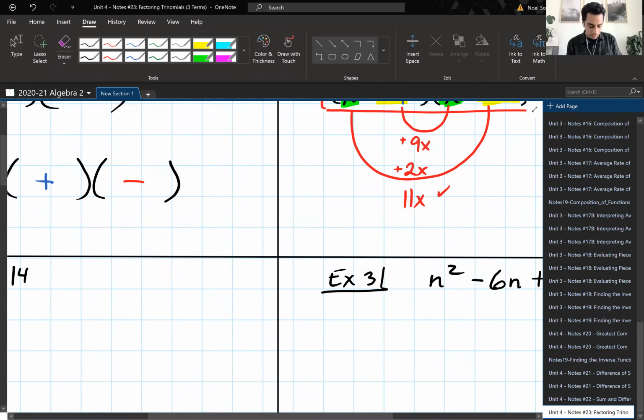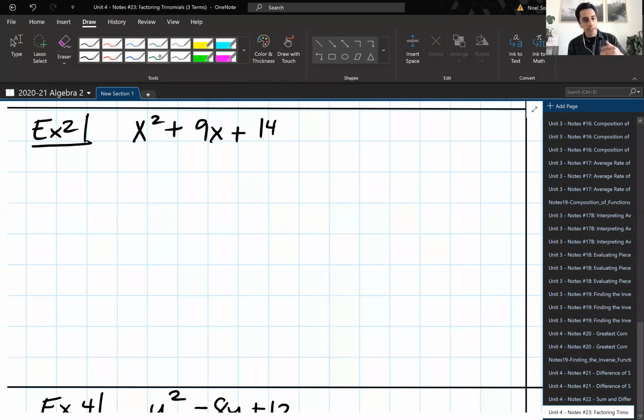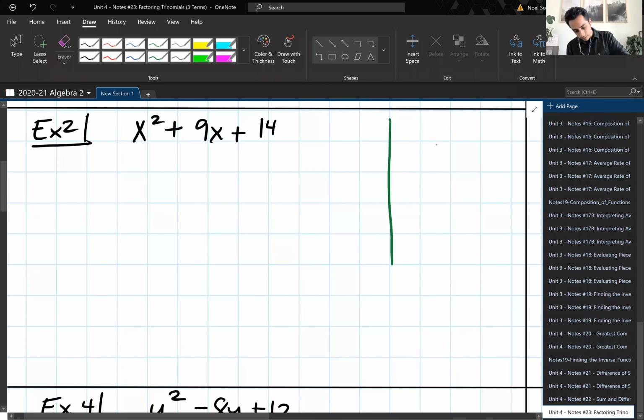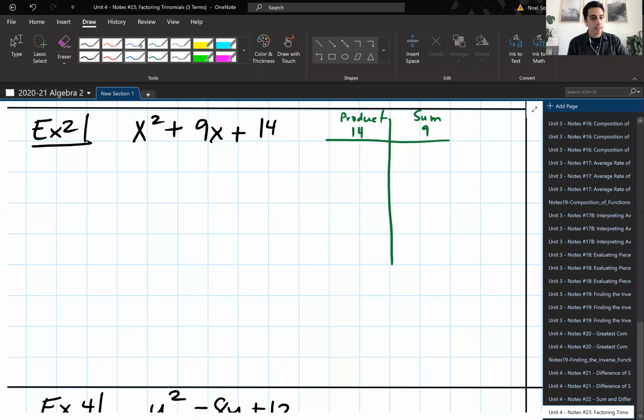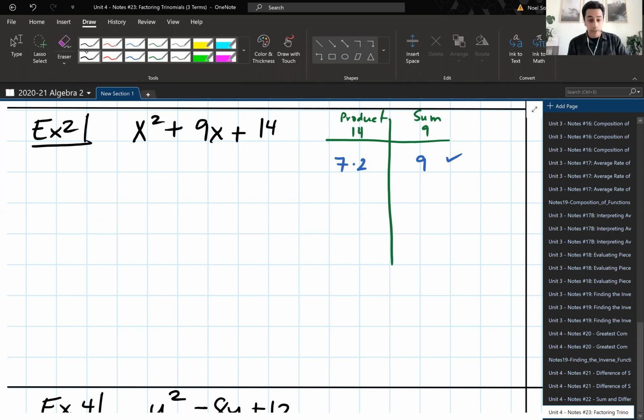Okay, let's move on to another example. Kind of similar. As you're getting used to the process, make a little t-table. You want them to be a product of 14, but sum to be 9. Can you think of a combination of numbers that could do that? Yeah, there you go, right? So a positive 7 times a positive 2 multiplies to be 14, and it also adds up to be 9. So guess what? We're going to factor.